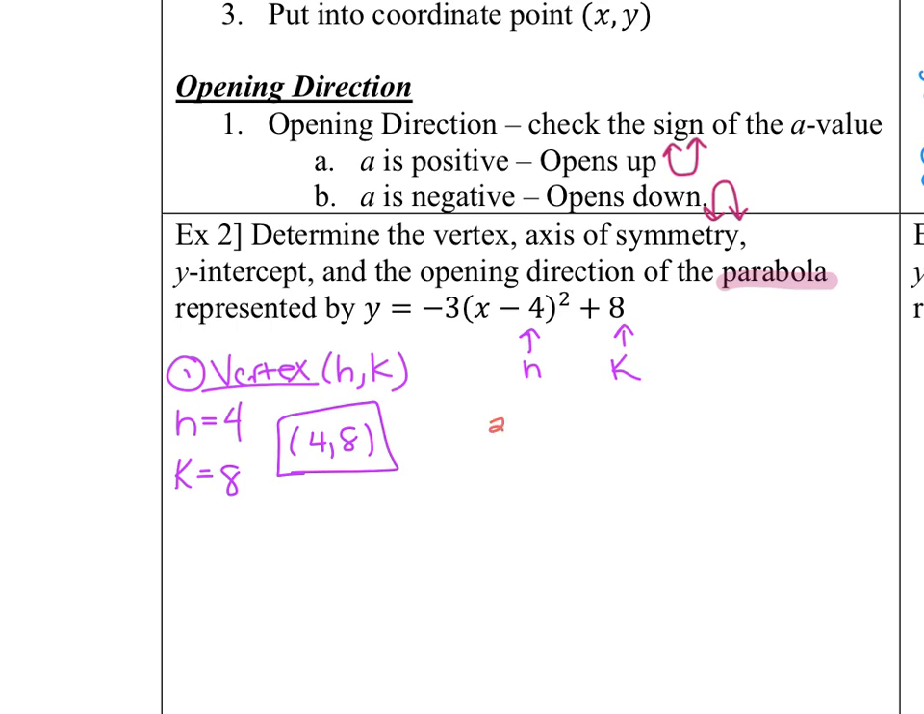Next thing we're going to find is the axis of symmetry, the AOS. That is always x equals and then whatever h is. So since h is a 4, that means that our axis of symmetry is x equals 4.